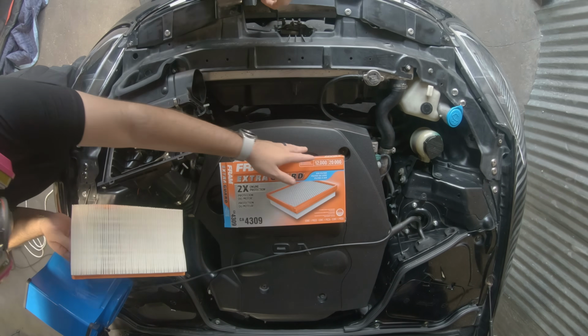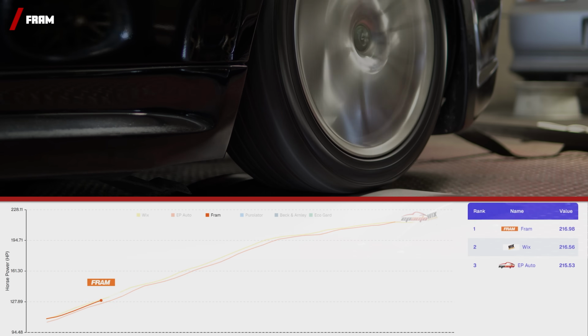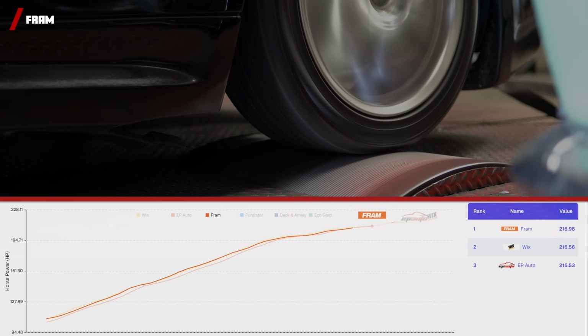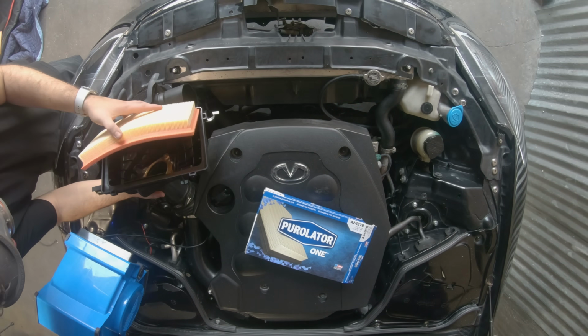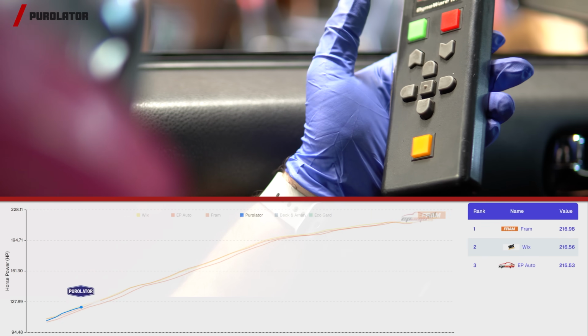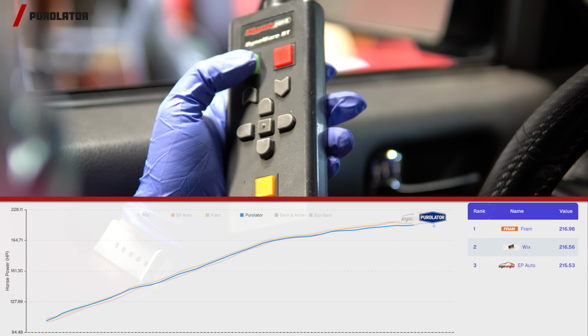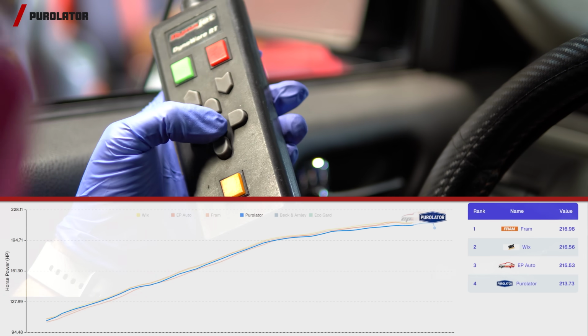Next up, we have the Fram filter, coming in with an impressive 216.98 horsepower, taking the lead from the Wix filter. For our next contender, we have the Purolator One with a max horsepower of 213.73. That's 3.25 horsepower difference between the Purolator and the Fram.